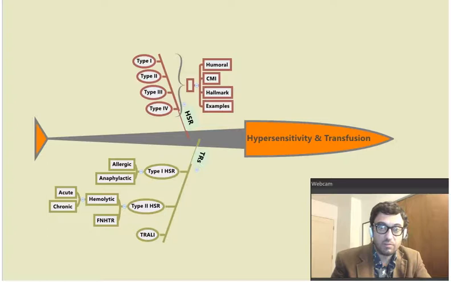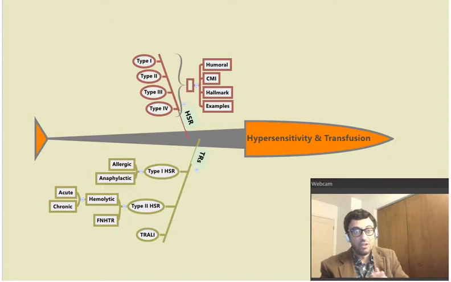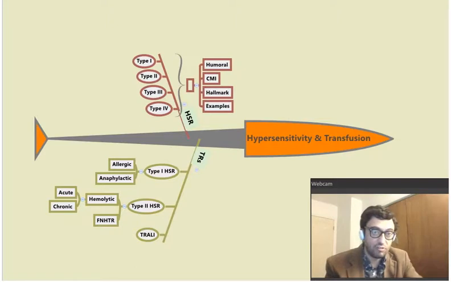Now is our major focus in transfusion reaction, and that is transfusion reactions that are due to type 2 hypersensitivity reaction or antibody mediated. I have categorized them into the categories of hemolytic and non-hemolytic transfusion reactions of type 2 HSR. The hemolytic transfusion reactions could be acute or chronic. So here's the question.